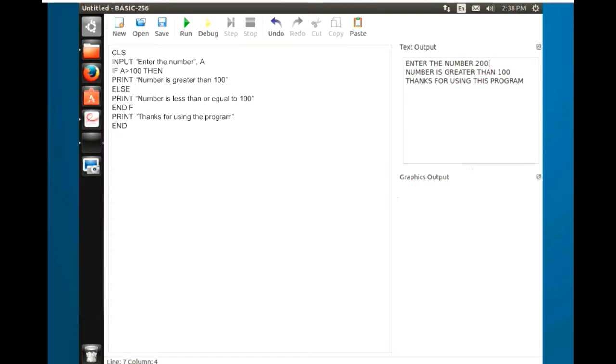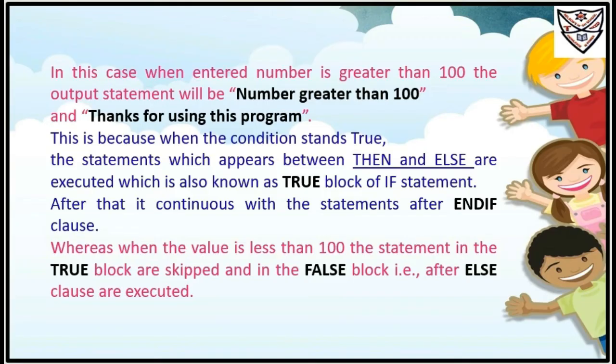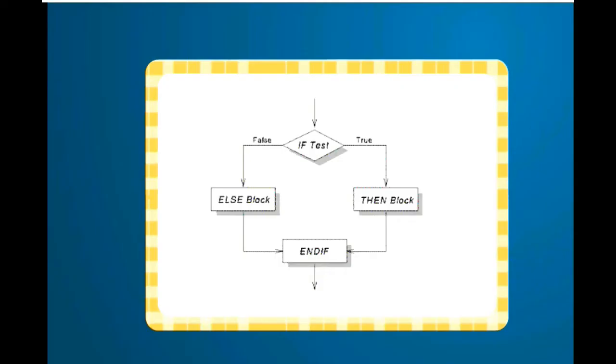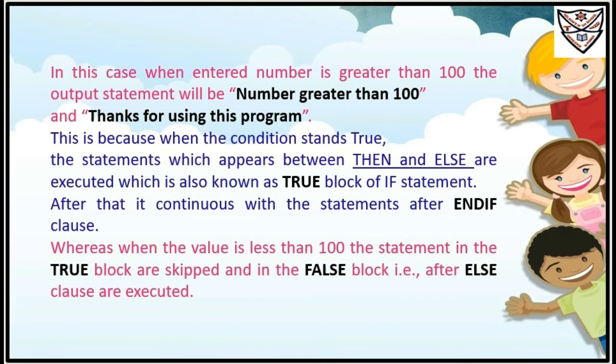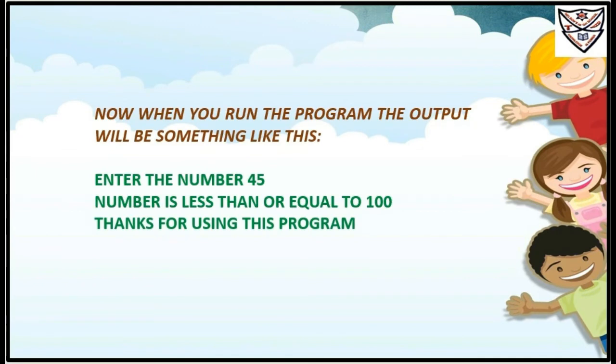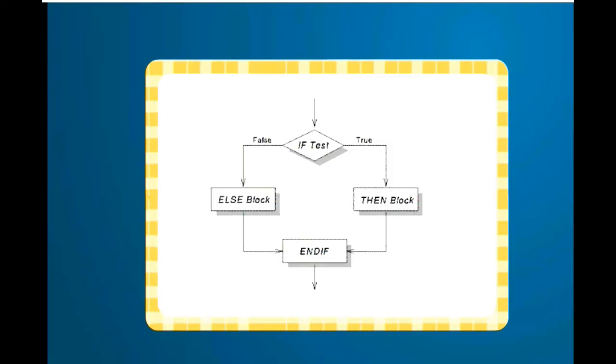In case you enter a number greater than 100, the output will be "Number is greater than 100" and "Thanks for using this program". This is because when the condition stands true, the statements which appear between Then and Else are executed, which is also known as the true block of the IF statement. After that, it continues with the statements after the END IF clause. Whereas when the value is less than 100, the statements in the true block are skipped, and in the false block, that is after the ELSE clause, are executed.